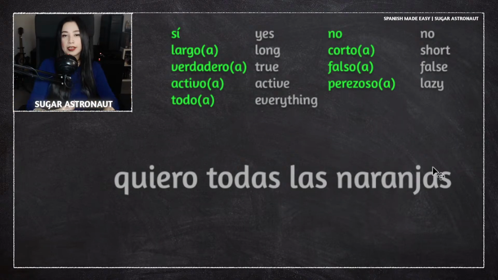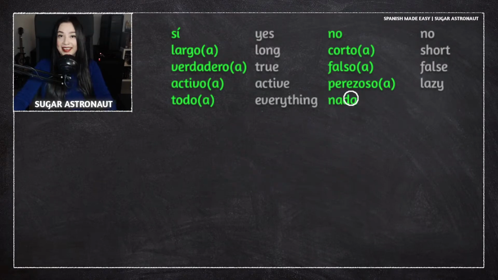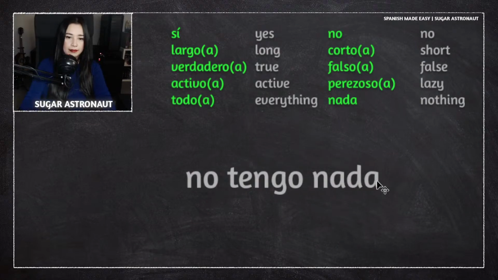So todo means everything or all as well. You can also say quiero todo. I want everything. Okay? Quiero todo. So it's a very, very good word to learn. The opposite is nada. Nada is feminine and masculine. It doesn't have a grammatical gender, and that means nothing. Okay? So you can say no tengo nada. No tengo nada. It's pretty much you're saying I don't have nothing. That's the literal translation. But in English, it's like saying I have nothing.